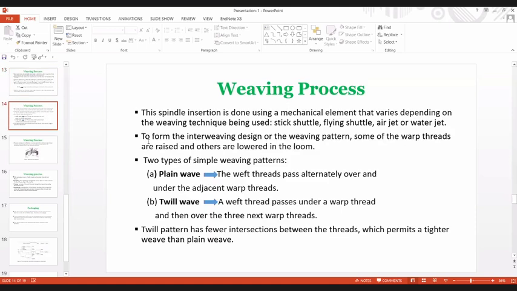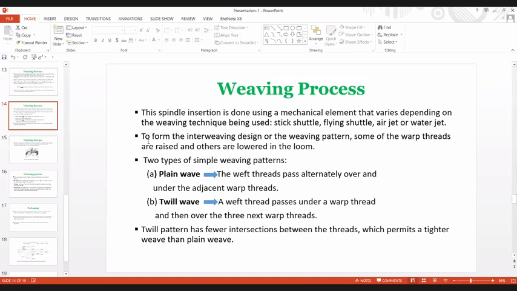Then the spindle insertion is done using a mechanical element that varies depending on the weaving techniques being used. Here, there are stick shuttle, flying shuttle, air jet, or water jet. To form the interweaving design or the weaving pattern, some of the warp threads are raised and others are lowered in the loom. There are two types of simple weaving pattern: plain weave and twill weave.